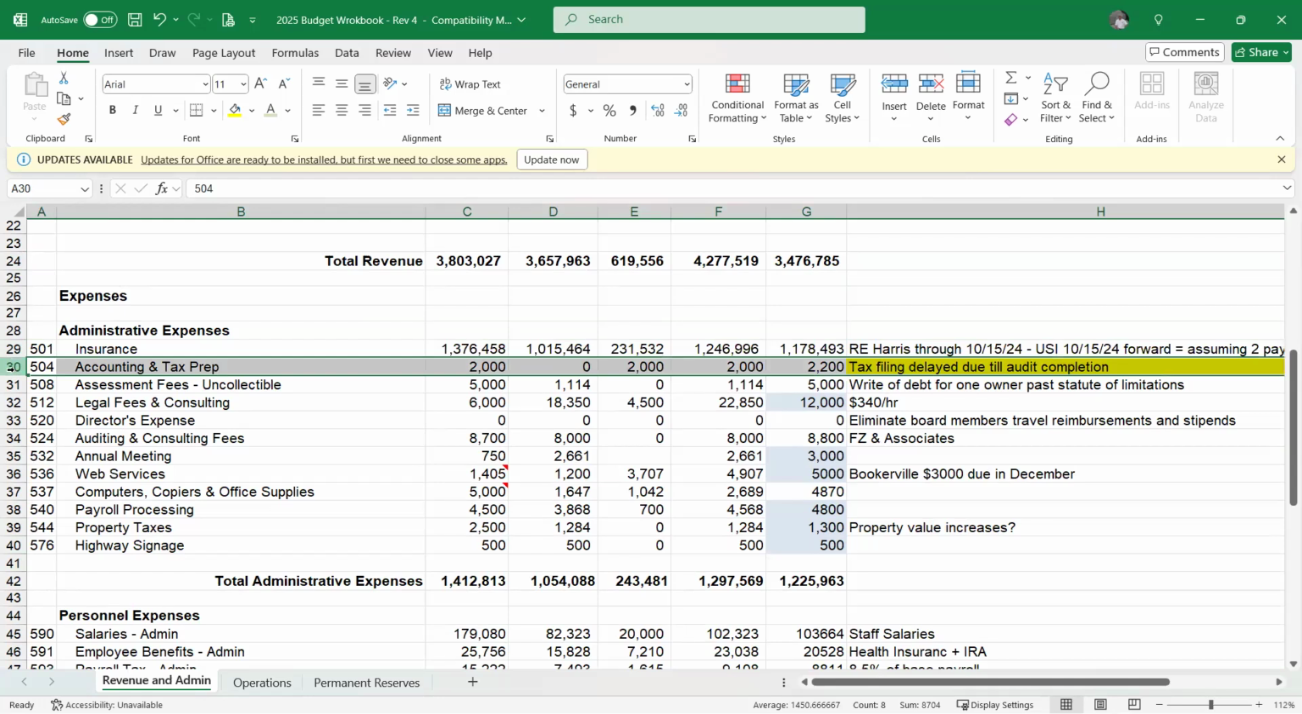Accounting, tax preparation. Our tax filing has been delayed because our audit isn't complete yet. Lisa, do we have any idea when Frederick Zink is going to finish the audit? No. Did I hear a no? That's a no. I mean, come on, how long does it take to finish an audit? Okay. Anyway, when we do get the taxes filed, I think Tommy Meadows has been charging us about 2,200, right? 2,000, 2,200. Yeah. Okay.